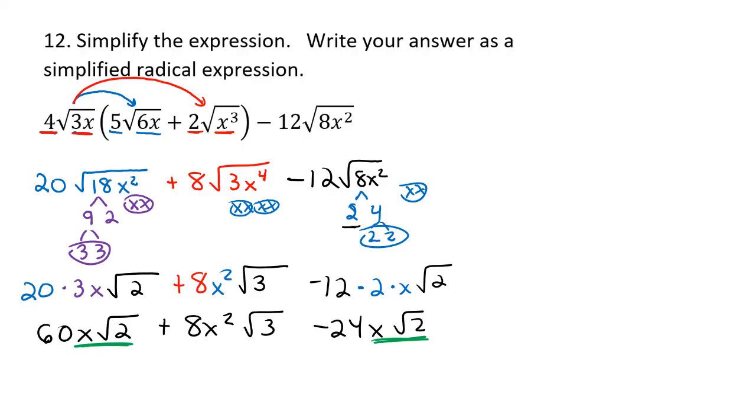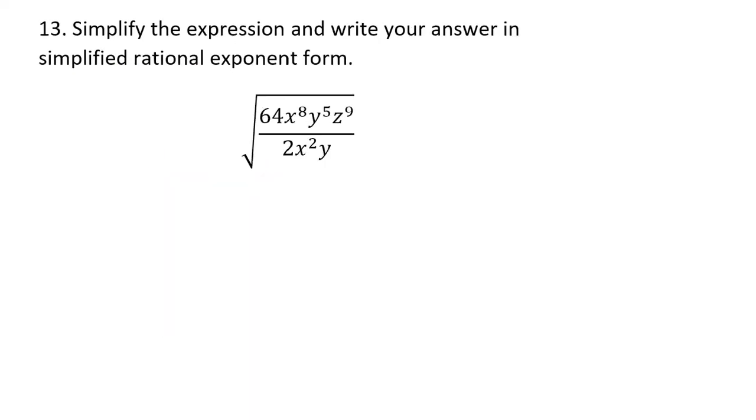So 60 minus 24 is 36. So I have 36x square root 2 plus 8x squared square root 3. And here we have an even index with an odd exponent on that radical, so I'm putting absolute value signs. That's as good as that gets.